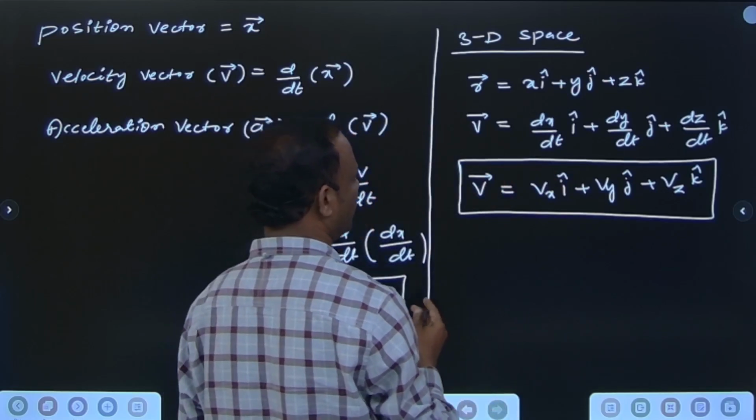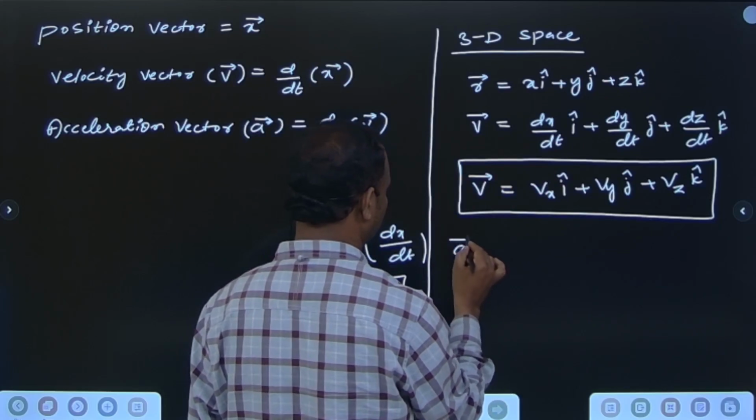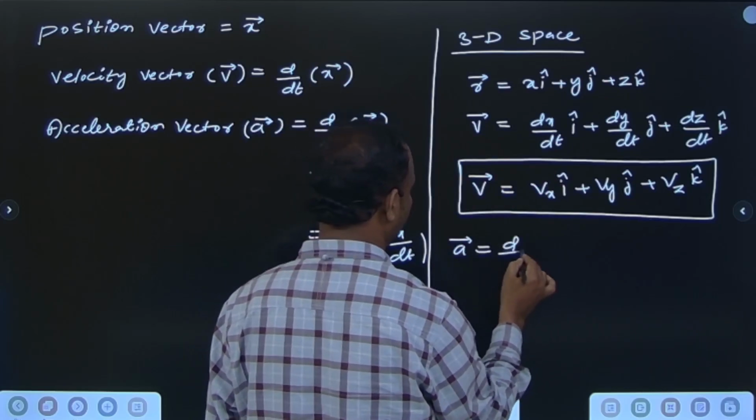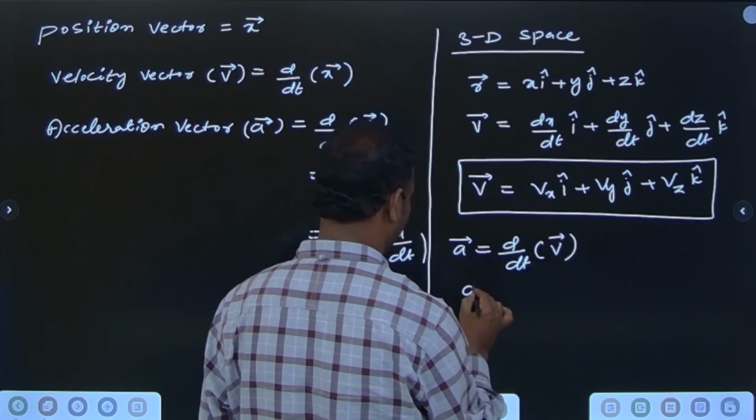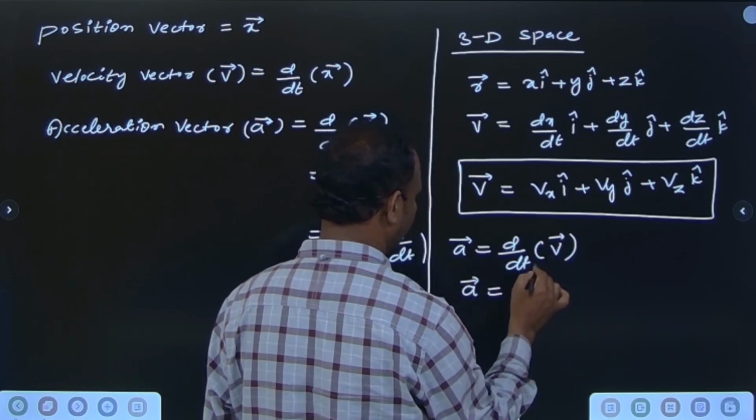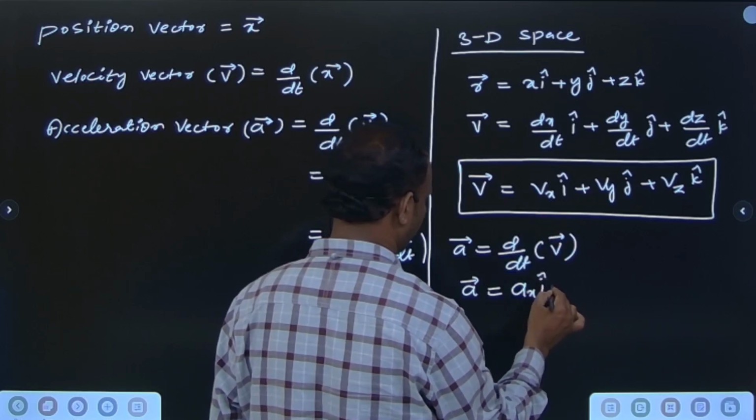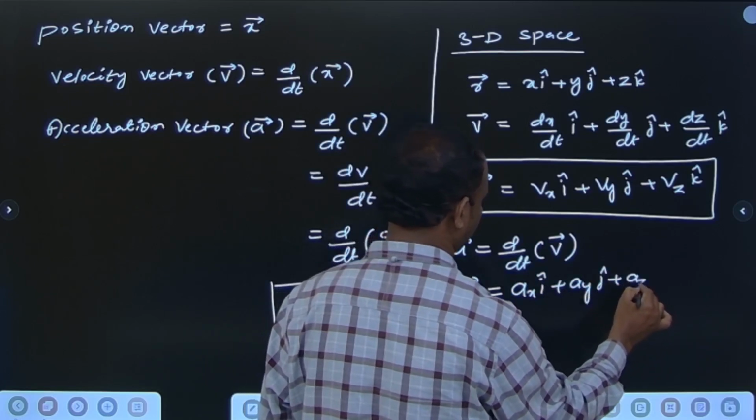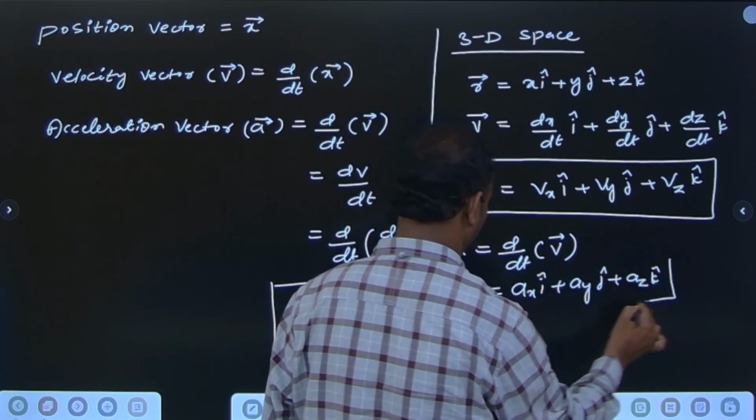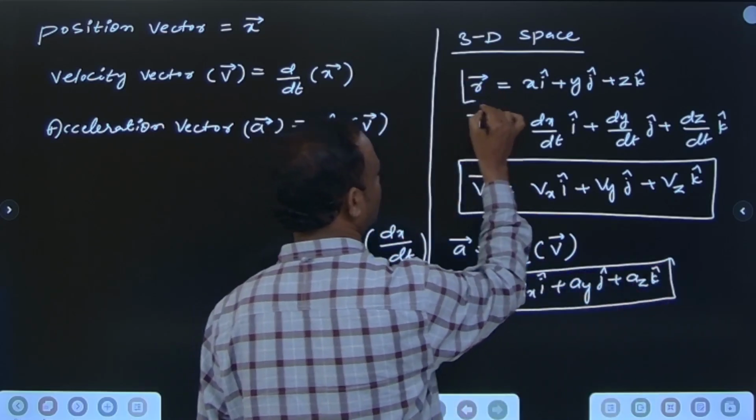Next, if you want to write the acceleration vector, a bar is equal to d by dt of v bar. A bar equals dv by dt means the same thing, and I can write it as ax i cap plus ay j cap plus az k cap. So this is what we can write here.